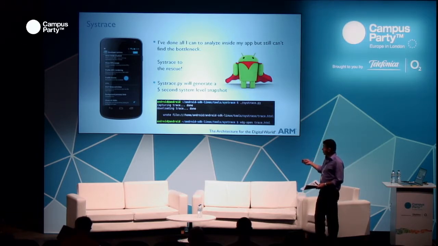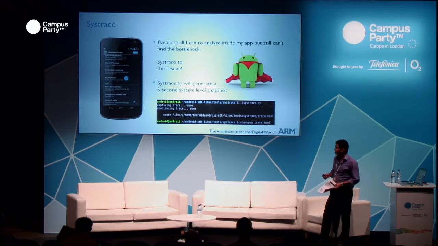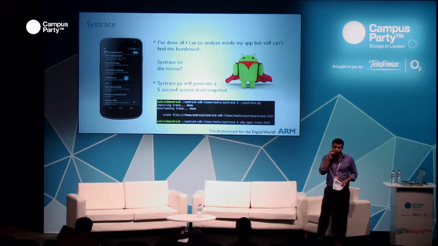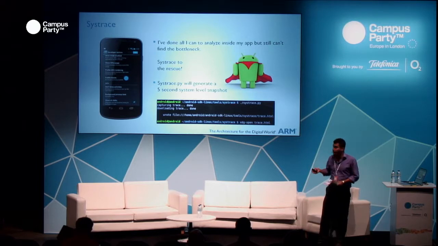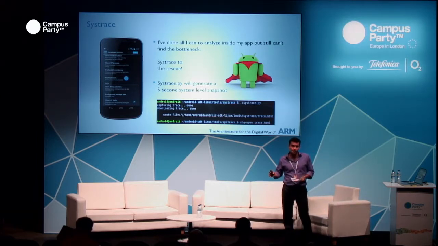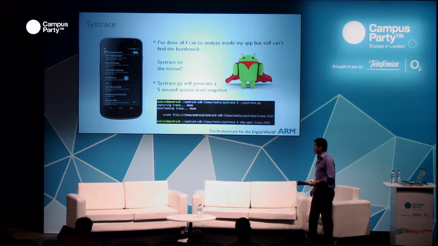It's again a command line tool. It's relatively limited because it's a Python script that you run while your phone is running, and it collects data for you for only 5 seconds. 5 seconds is not long enough for many applications. We have a tool from Arm, which I'll tell you about later, which does much longer periods of recording of data, and then you can use very nice graphical user interfaces to analyze this data. But this is a good starting point.